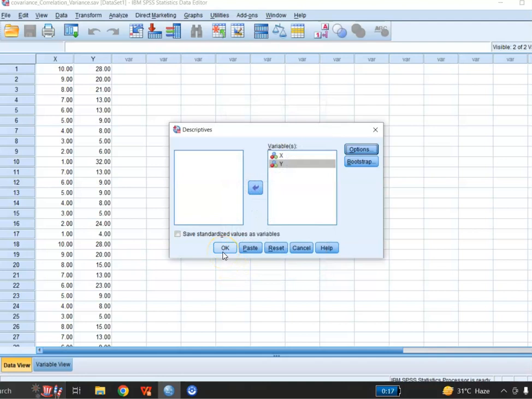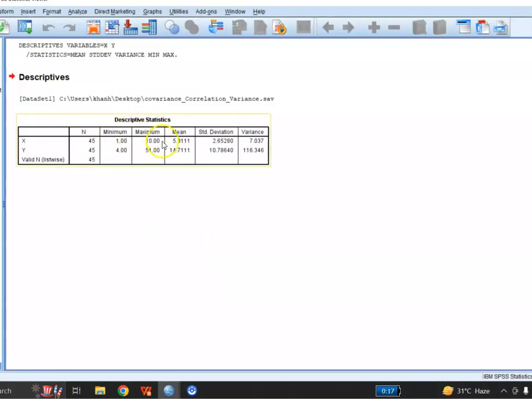If I click on OK, this table gives us the total number of observations for both the variables. Minimum for x is 1 and minimum for y is 4. Maximum for x is 10 and maximum value for y variable is 51. These are the mean values, these are the standard deviation, and these are the variances. This is the variance for x variable and this is the variance for y variable.